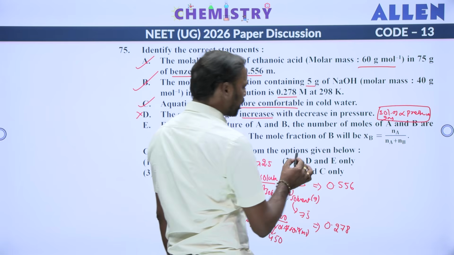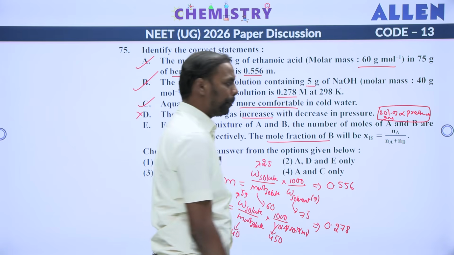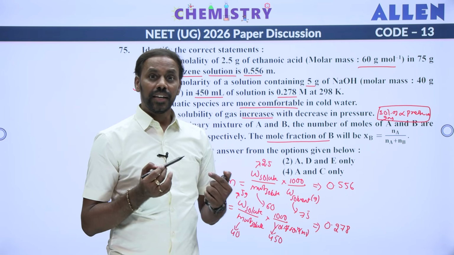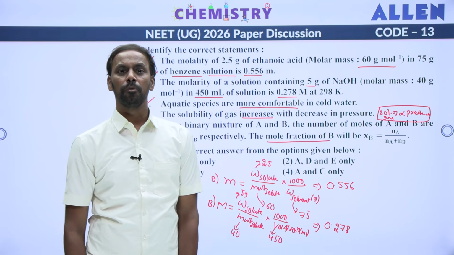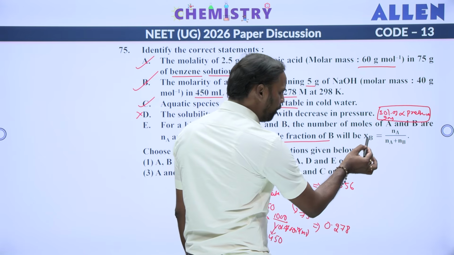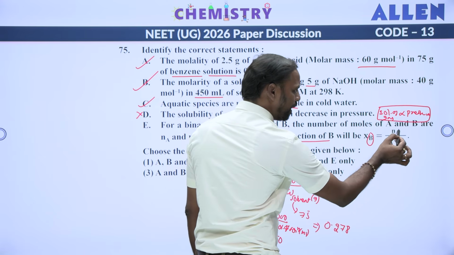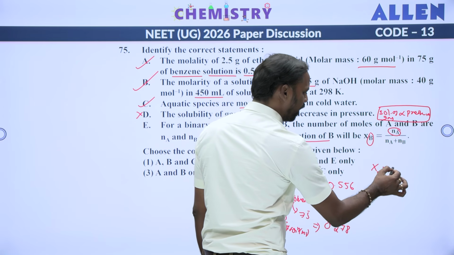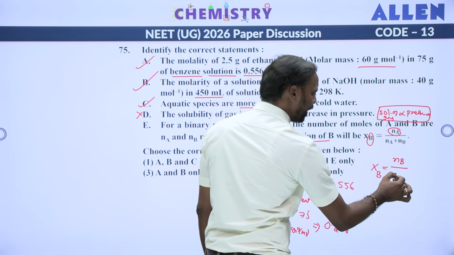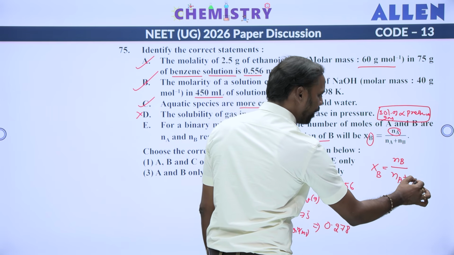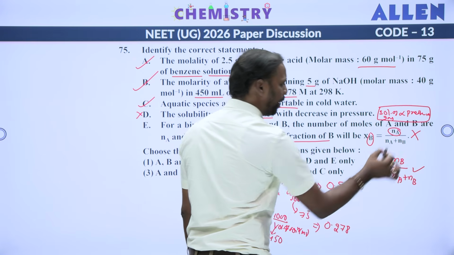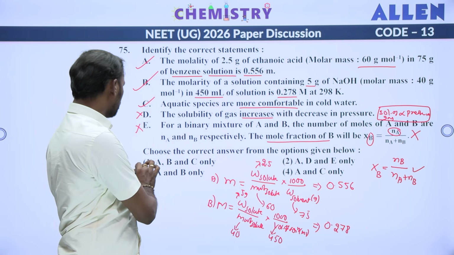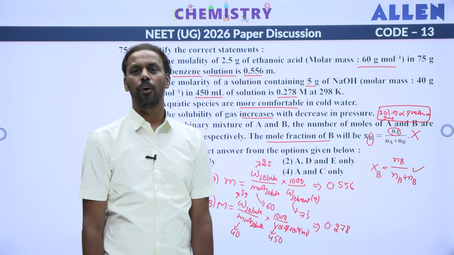Next, for a binary mixture A and B, the number of moles of A and B are mentioned, and they are asking about which one? Mole fraction of B. See, the mole fraction of whichever component is asked is the number of moles of that component to the total number of moles present in the solution. They are asking the mole fraction of component B, but they mentioned the number of moles of which, student? A. So that is wrong. XB should be NB divided by NA plus NB. This is a correct statement, but they mentioned the number of moles of A here. This is also a wrong statement. So what is the correct answer for this one? A, B and C only. Clear?